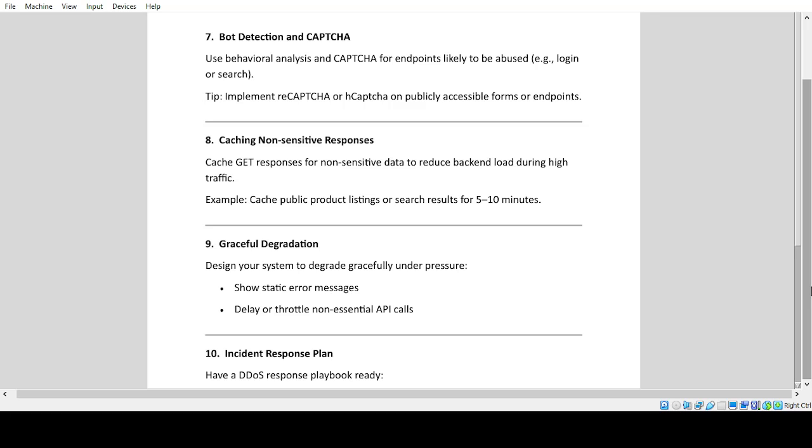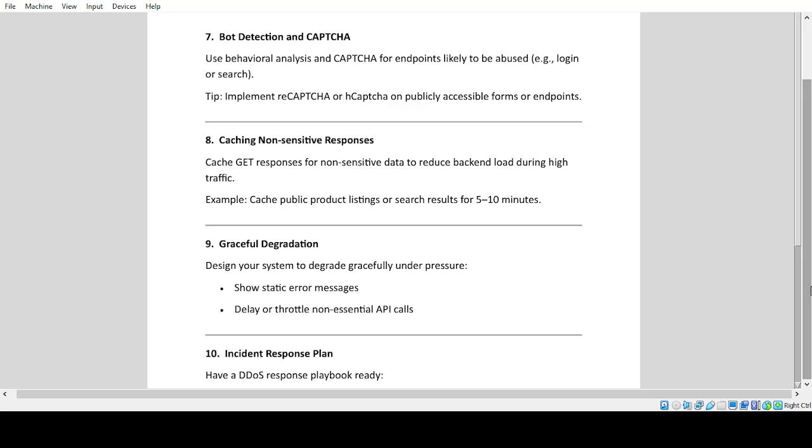7. Bot detection and CAPTCHA. Use behavioral analysis and CAPTCHA for endpoints likely to be abused, e.g., login or search. Tip: implement reCAPTCHA or hCaptcha on publicly accessible forms or endpoints.